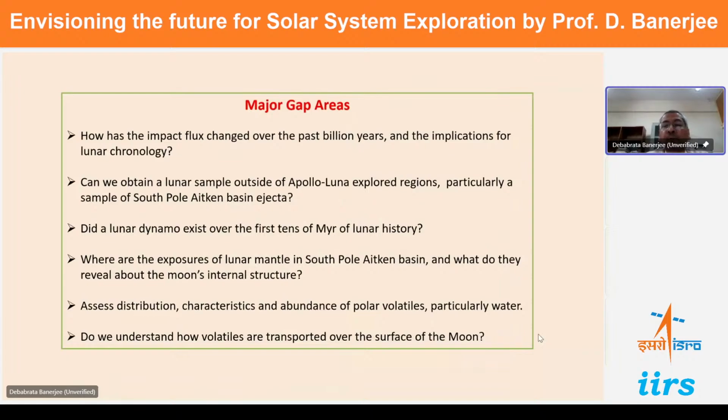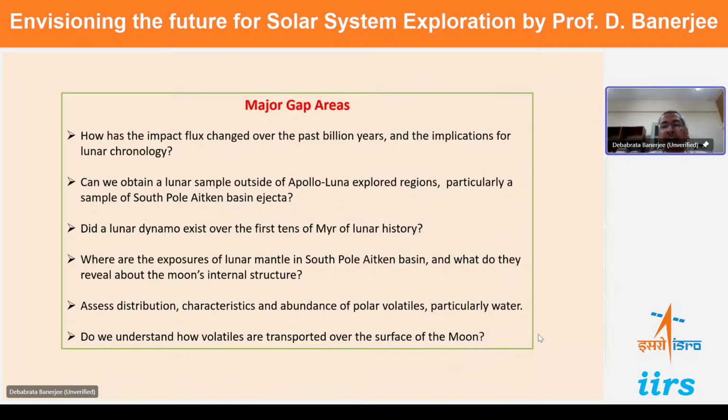Where are the exposures of lunar mantle in the South Pole Aitken Basin? This also needs to be resolved. What do they reveal about the moon's interior structure? We need to assess the distribution. This will be done soon, I believe.